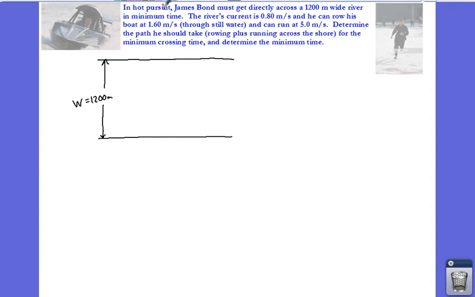James Bond, who is starting right here, must get to a point directly across the river. He can do that by rowing his boat. Let's go ahead and assume that he's going to row into the stream a little bit. We'll call that vector B, so that would be the boat speed. Turns out to be 1.6 meters per second here, but he's going to angle that boat upstream at an angle theta, yet to be determined.